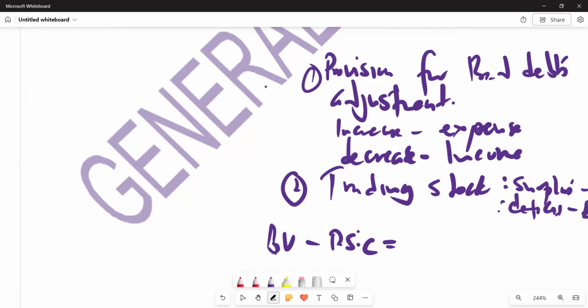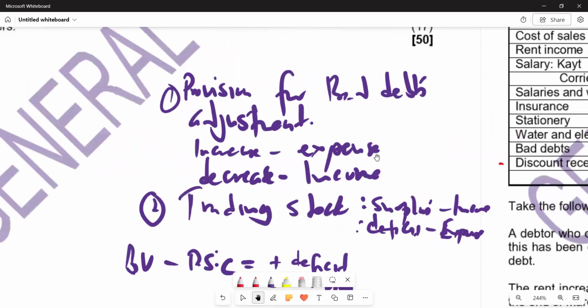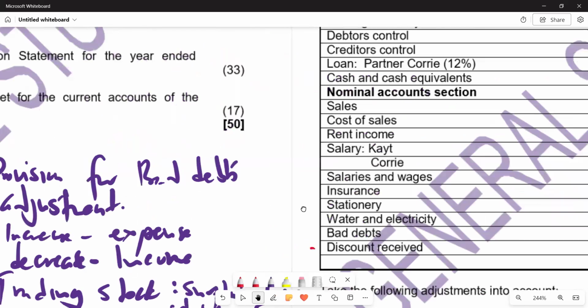So if you use this formula, if you get a positive figure, it's a deficit. It means your book value is greater than the physical stock count. So the figure in the books for stock is greater than what we found when we counted physically. So it means we lost some of the units, which is going to be a deficit. Then when it's a negative, it's a surplus. It means what we counted is more than what is in the books. So it's a surplus. That's how we are going to calculate it. So you can just go there and see the figure that we are given in the list of balances.